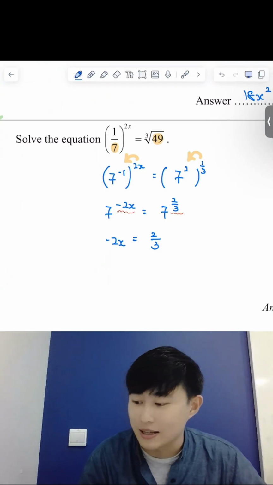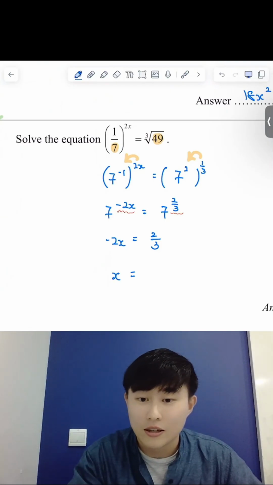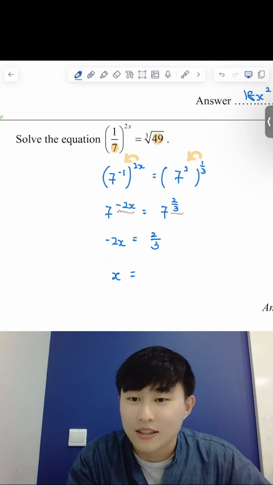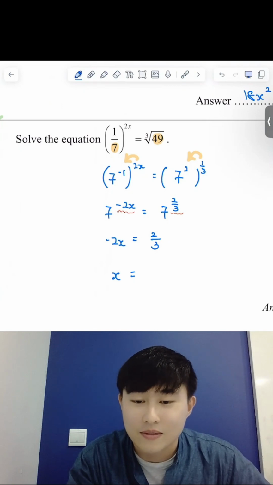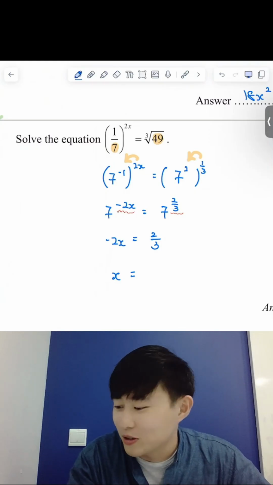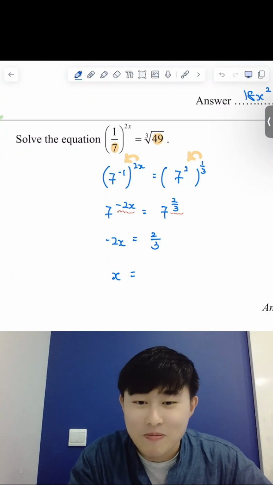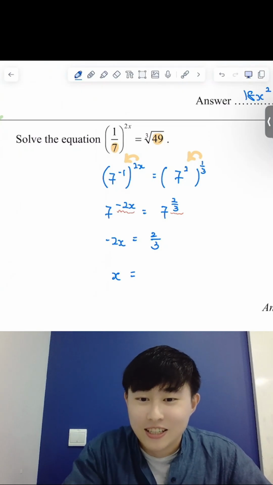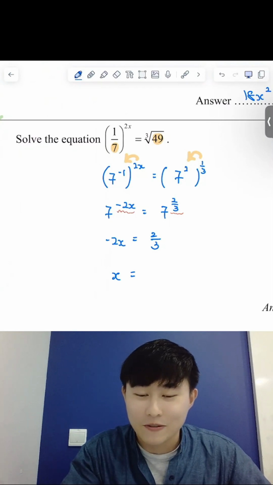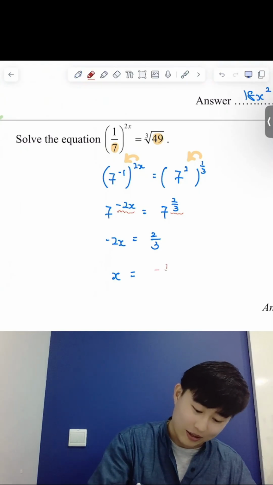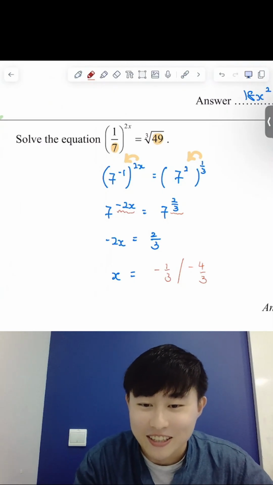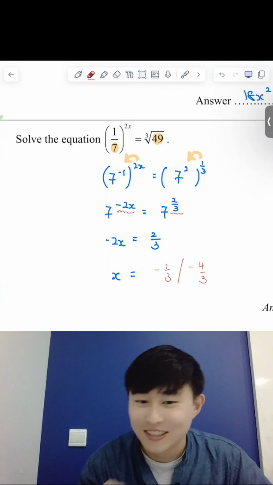Does anyone know what is the final answer? What is x equals to? First come, first serve. See who is faster. What is the answer for x? Anyone? I know got a very, very strong math student here called Jermaine. Anyone knows the answer? What is x equals to? Negative 1/3. Negative 4 over 3. Oh, I got two answers. Negative 1/3 or negative 4 over 3. 65. Oh, 65? How do you get 65?